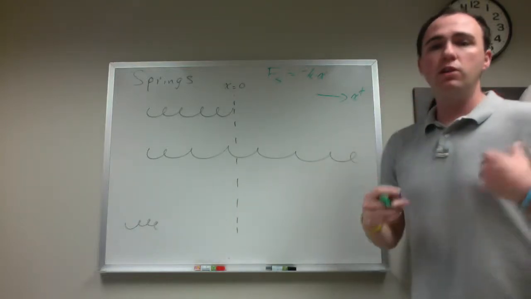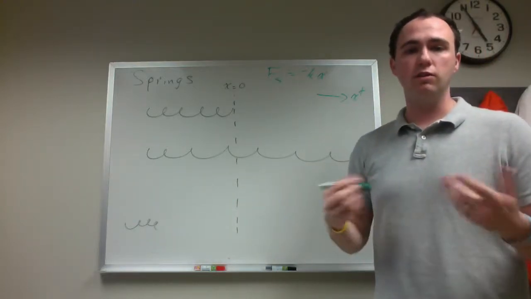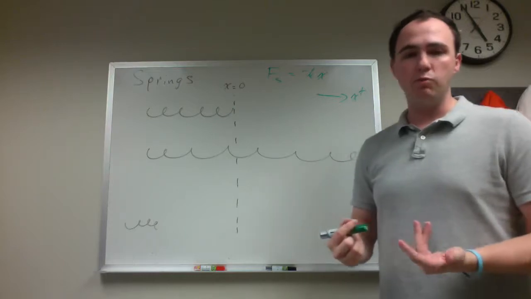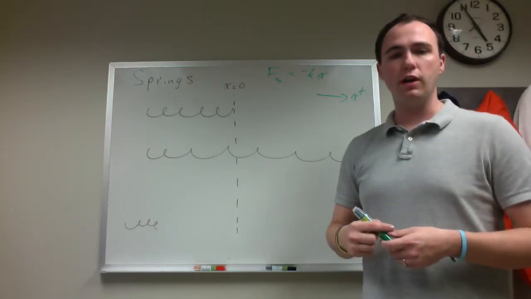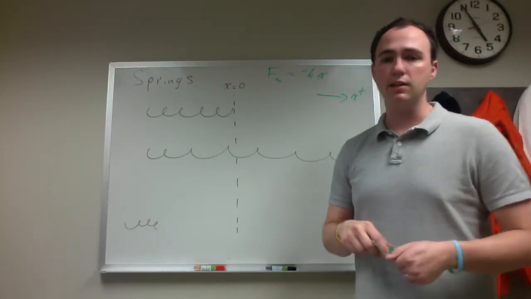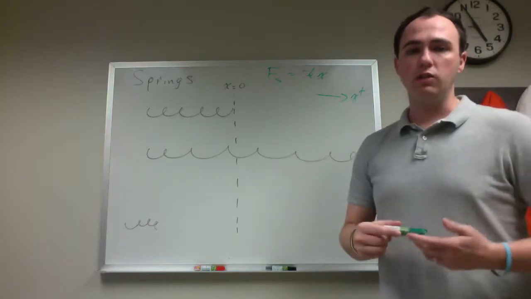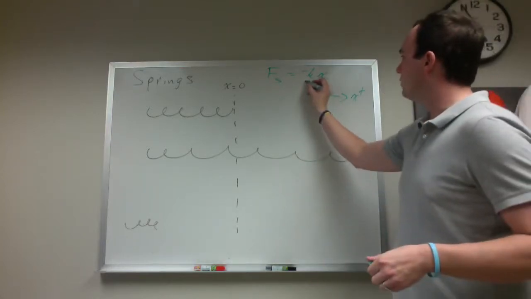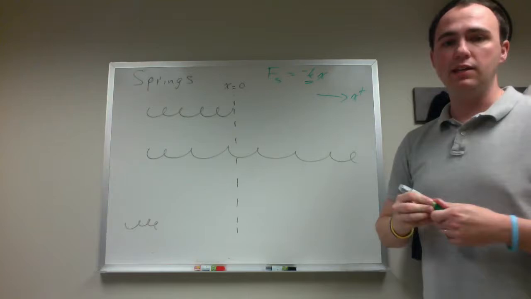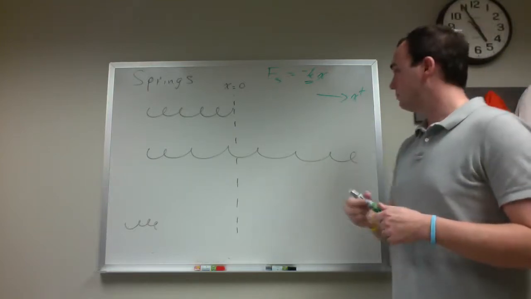So, if you're thinking about drawing force diagrams, it's the same rule as always: you draw your arrows and then the minus signs kind of take care of themselves as long as you're consistent. And the spring constant k is always positive.